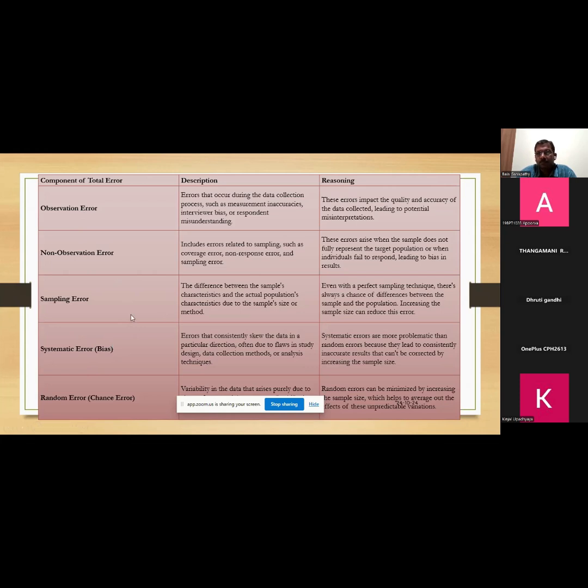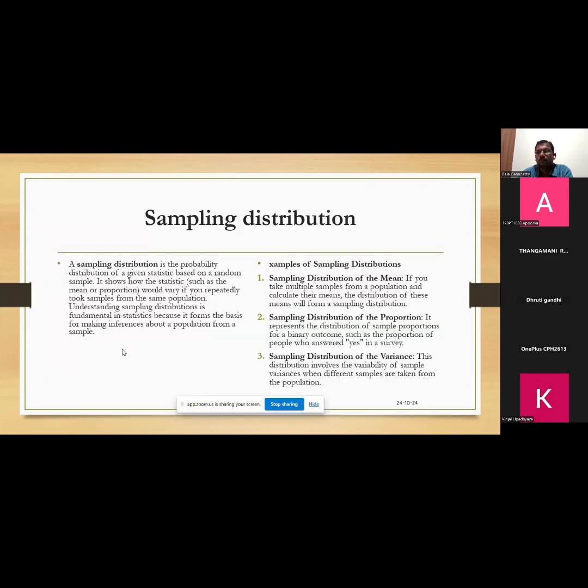That makes our research less acceptable to the universe. So definitely you have to consider this. You have to try to avoid as many of the errors as possible, whatever I have written. Then only will you get proper outcomes in this.